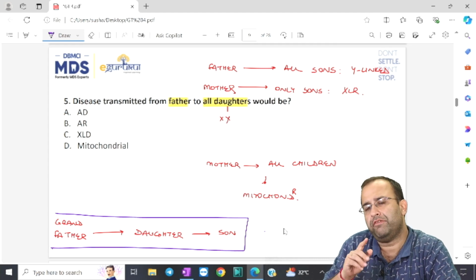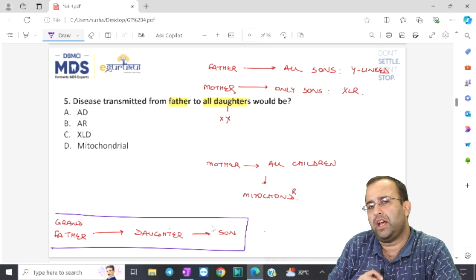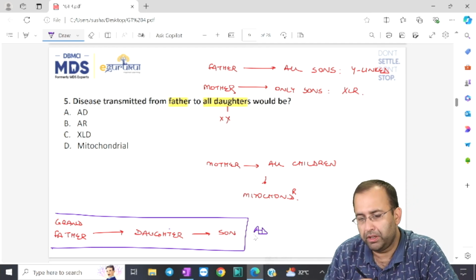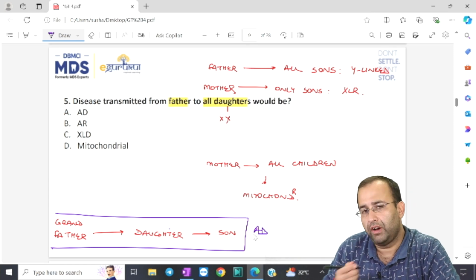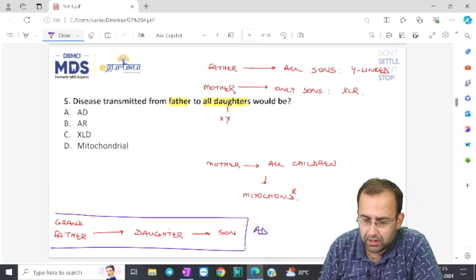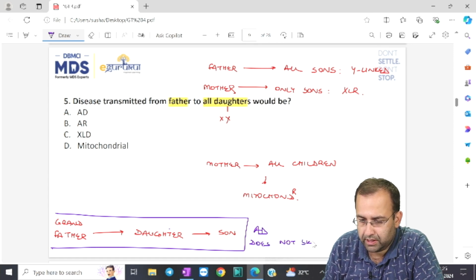It cannot be Y-linked at all because daughter gives X chromosome to the son. It cannot be Y-linked. This is autosomal dominant. That is the best answer. Why? And this is a recent NEET PG PYQ. Why? Because this does not skip generations.